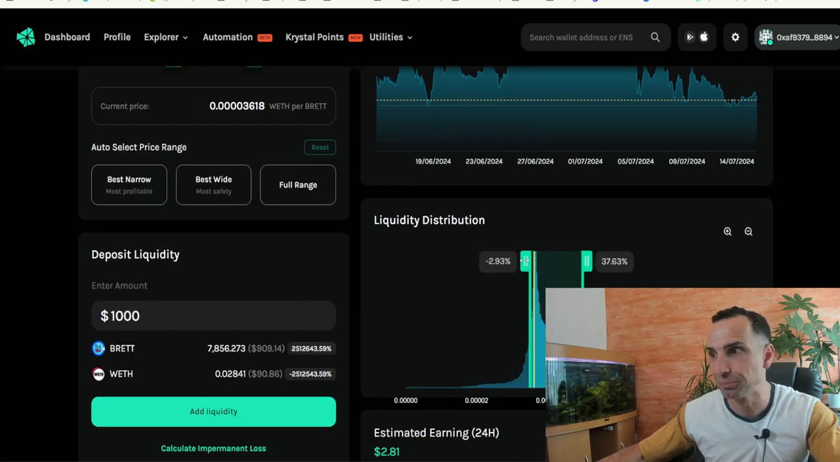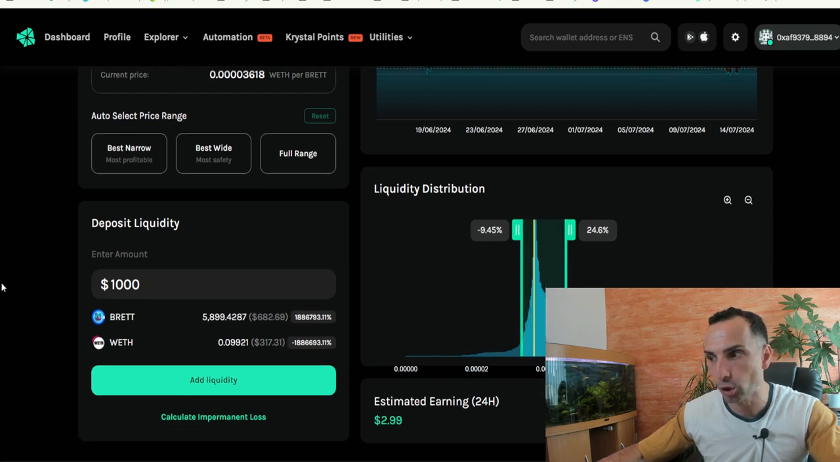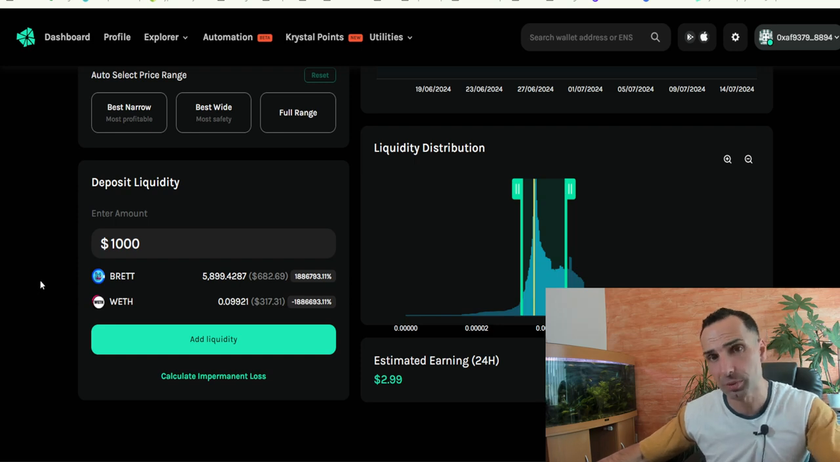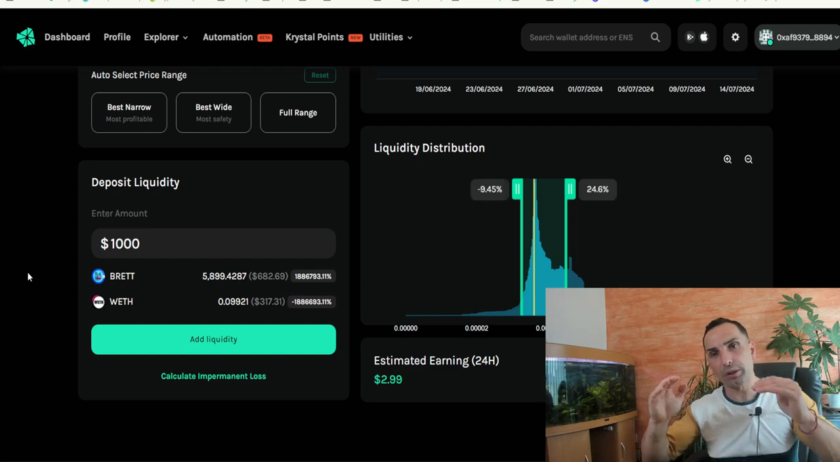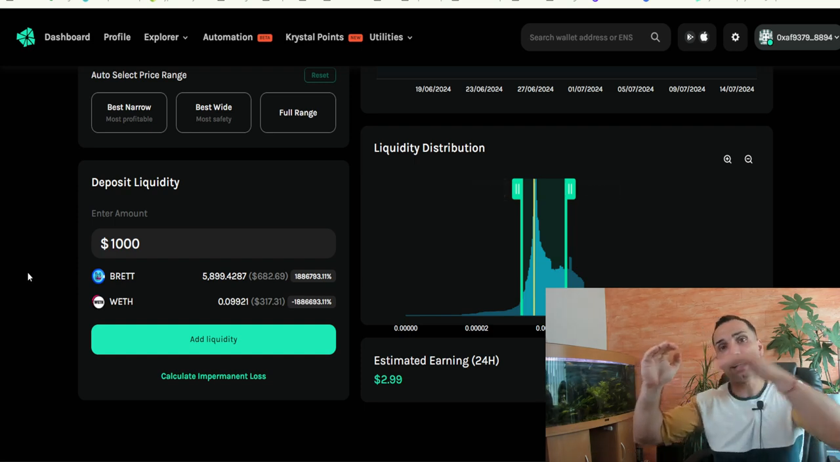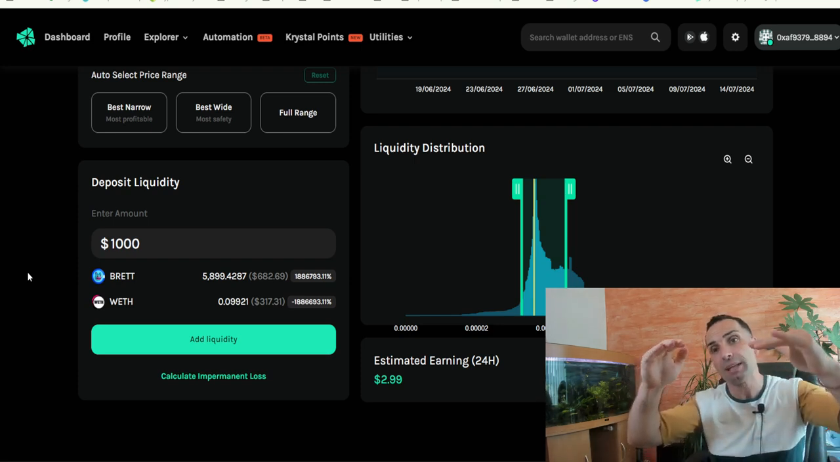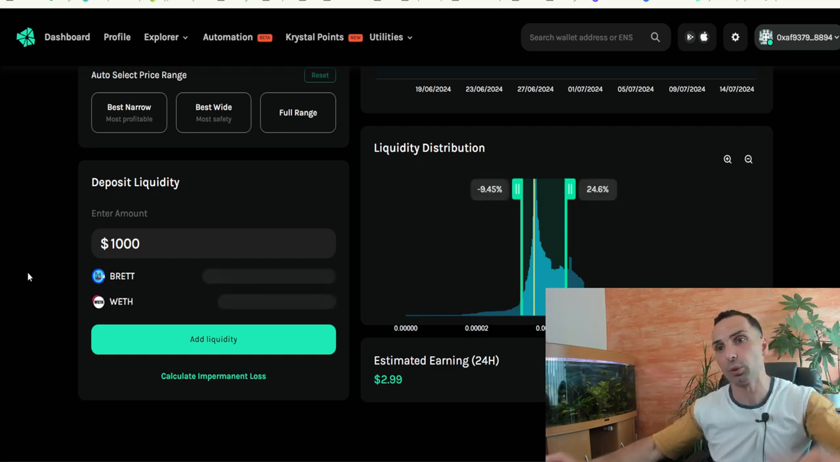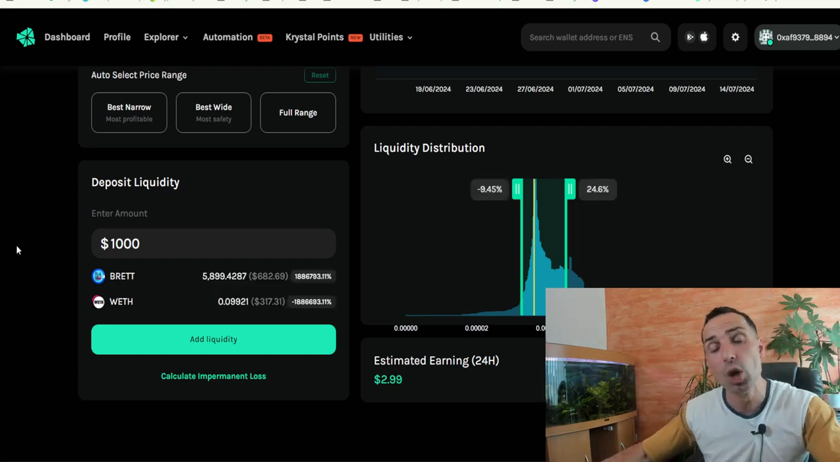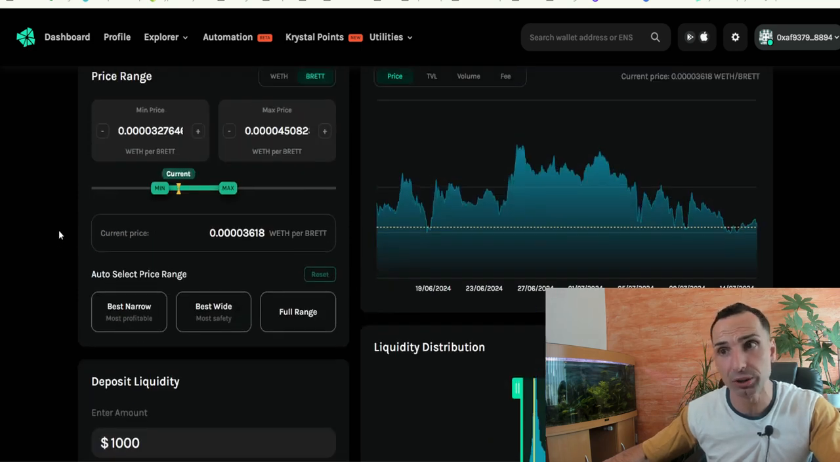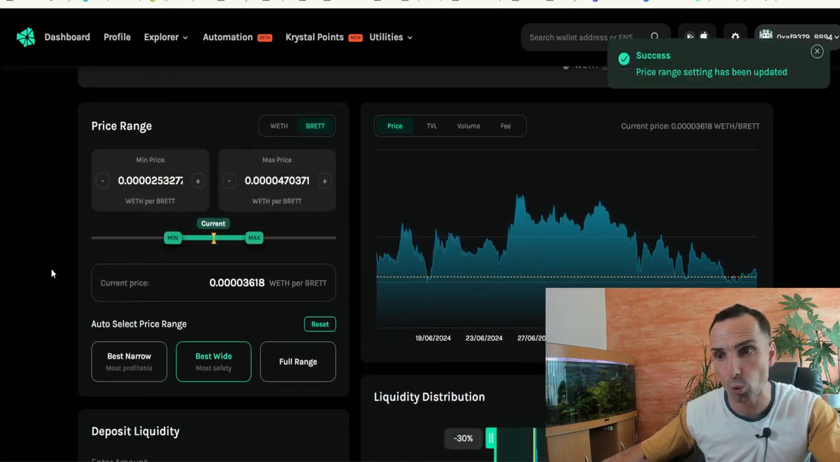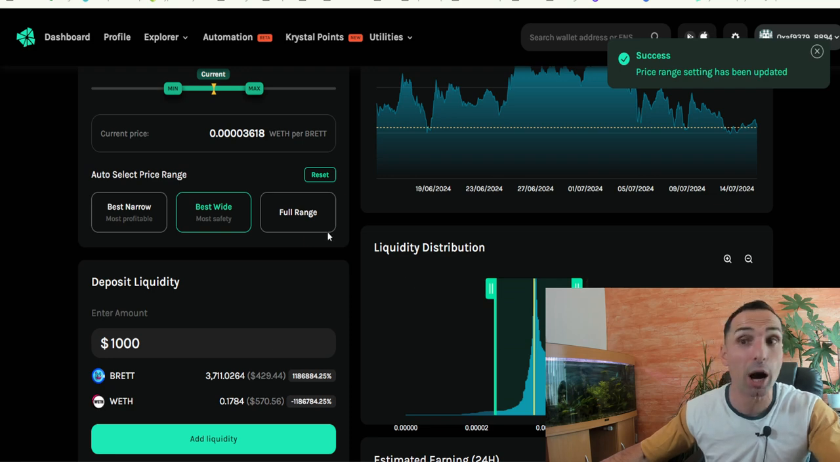This is very important, and you need to have more BRED tokens, probably around 70-80%, than Ethereum. Why? Because when the BRED token goes up, it starts selling into Ethereum, or when Ethereum goes up, then Ethereum sells into the BRED token. You need to understand that, and I'll tell you where you can go and learn all these things. So here you can see the best wide range. This is given to you automatically.